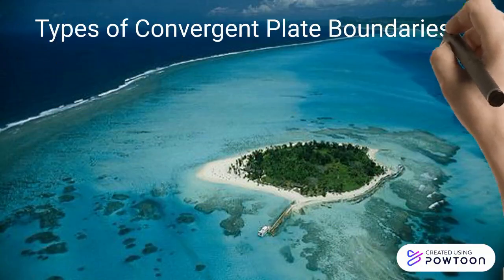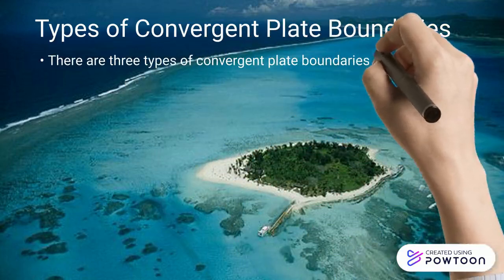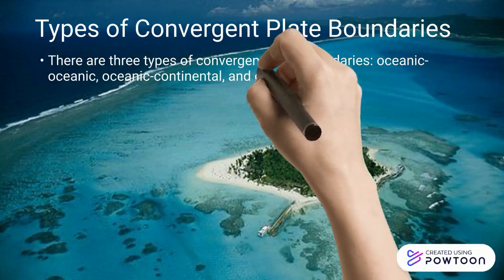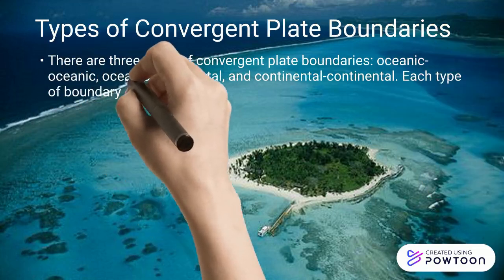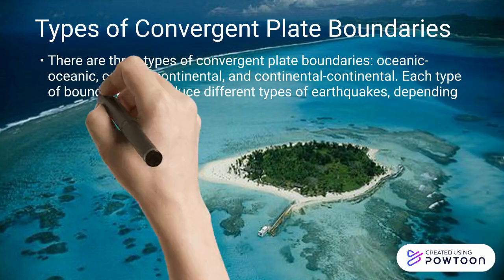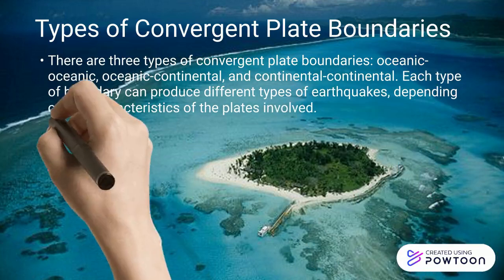Types of convergent plate boundaries. There are three types of convergent plate boundaries: oceanic-oceanic, oceanic-continental, and continental-continental. Each type of boundary can produce different types of earthquakes depending on the characteristics of the plates involved.